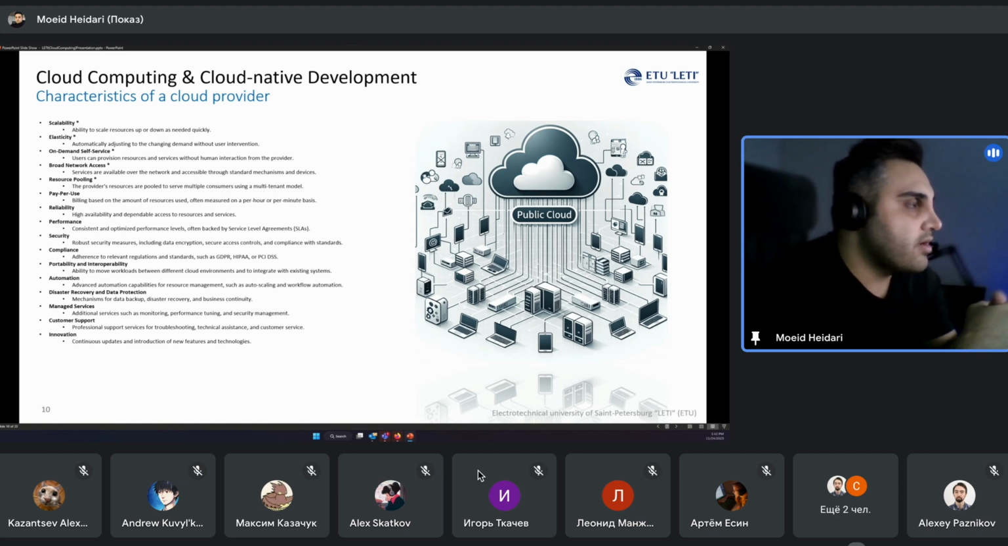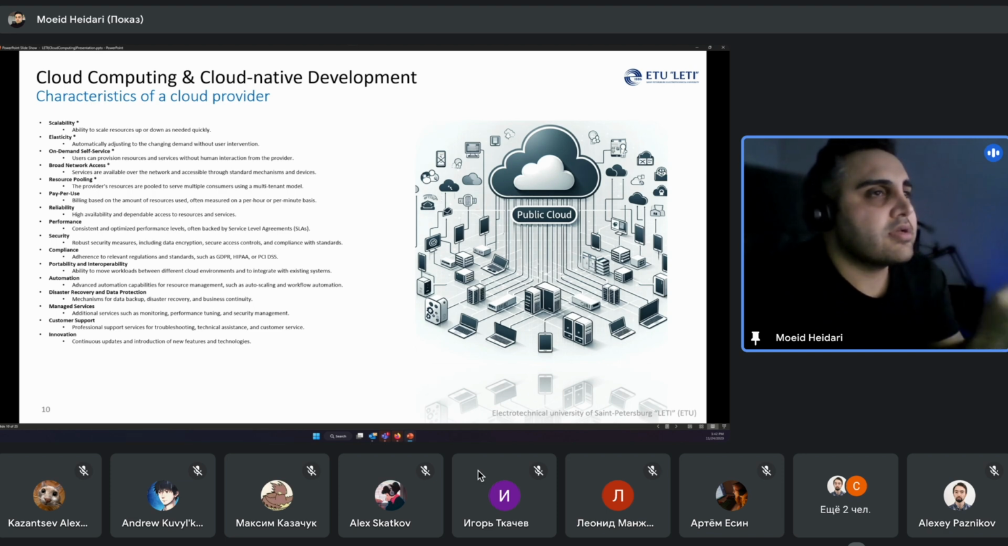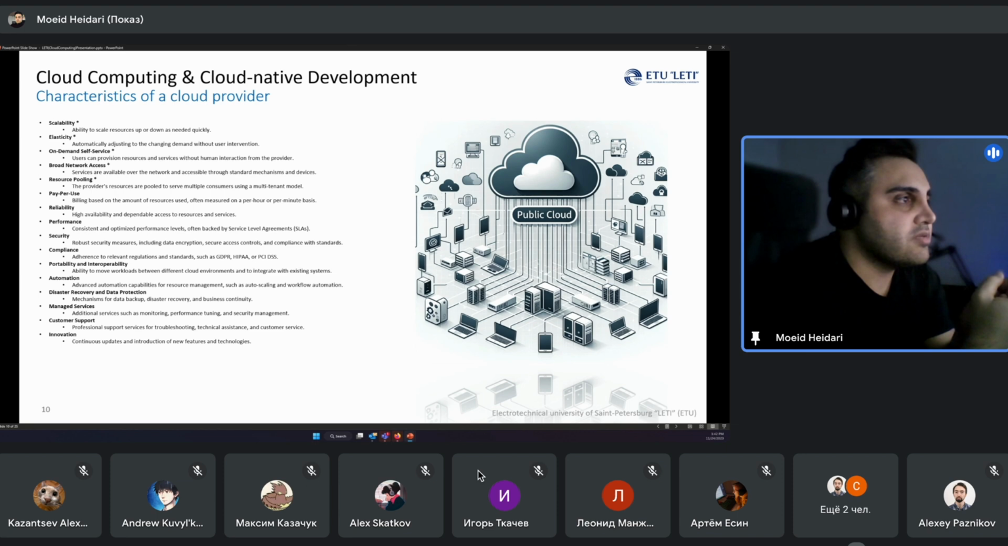Automation also, it's about advanced automation mechanisms and capabilities for the resource management. So everything should happen automatically in a cloud computing environment. There is no excuse for that. There is no reason for the lack of automation in a cloud computing system, because the whole of the cloud is about automation. If you don't support the automation, then the cloud provider is responsible for that. So auto scaling and workflow automation is one of the major things about the automation for a cloud environment system.